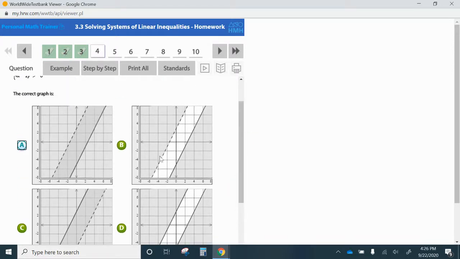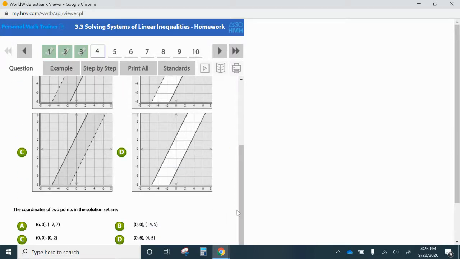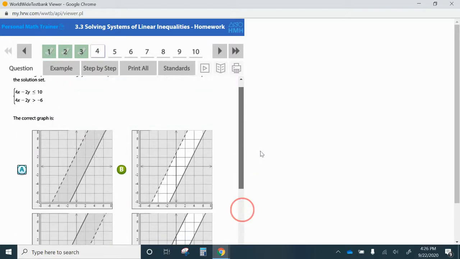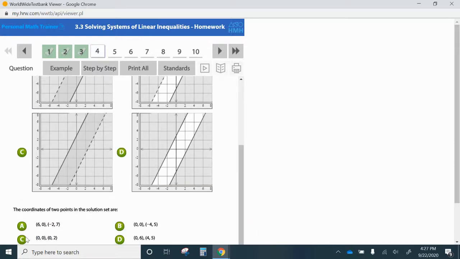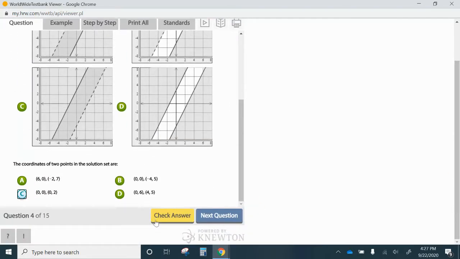Let's look at 0, 2. 0, 2, nope, just above. It's not that. Let's look at 0, 6. Oh, wait, no. Oh, I'm sorry. 0, 2, they're counting by 2, so 0, 2 is correct. So the answer is C. Be careful. I missed that they're counting by 2s, not by 1s.